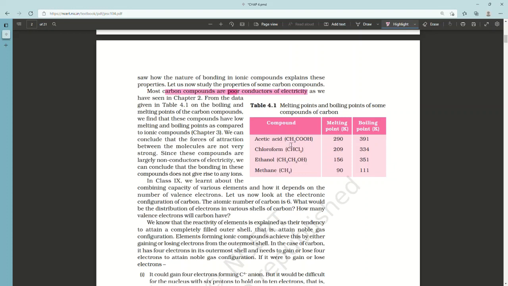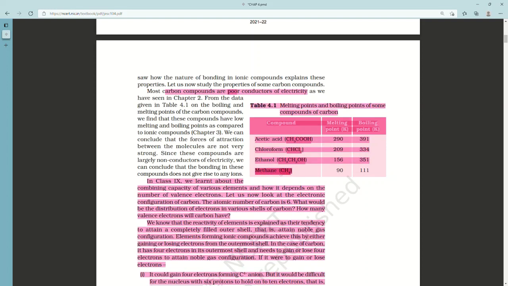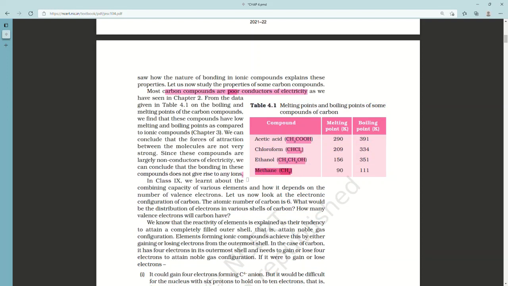Table 4.1, melting points and boiling points of some compounds of carbon. Compound: acetic acid, melting point 290, boiling point 391. Chloroform, melting point 209, boiling point 334. Ethanol, melting point 156, boiling point 351. Methane, melting point 90, boiling point 111.